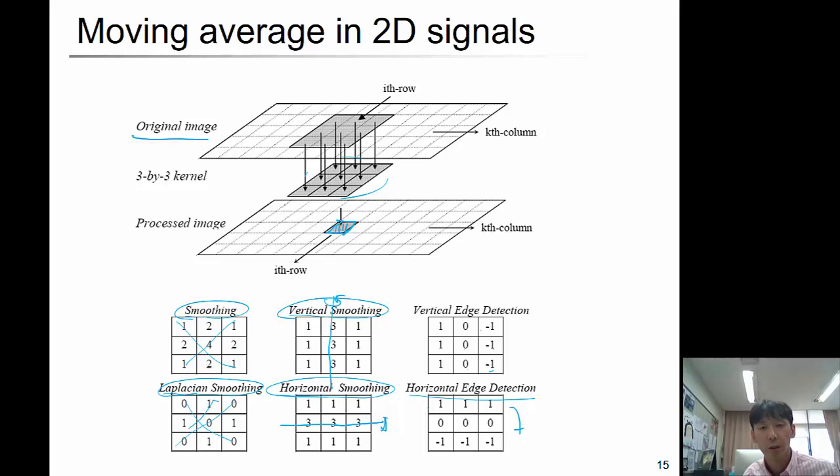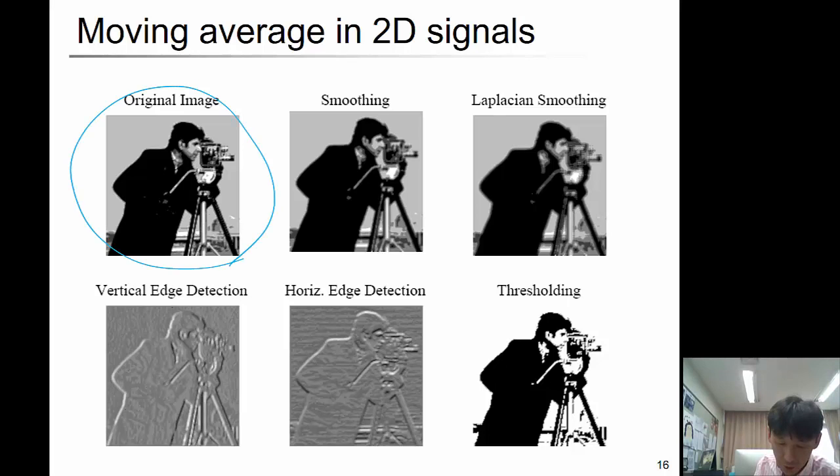And the result will be like this. If you have an original image like this, and if it's smoothed, the result will be like this, Laplacian smoothing, vertical edge detection, horizontal edge detection, and thresholding. Interestingly, the difference between the vertical edge and the horizontal edge detection is that the horizontal edge detection detects the horizontal eye line, but the vertical one didn't capture that. And when you look at the shaft here, the tripod, it's vertical, so it's more effectively captured by the vertical edge detection kernel, and not effective in the horizontal edge detection kernel.